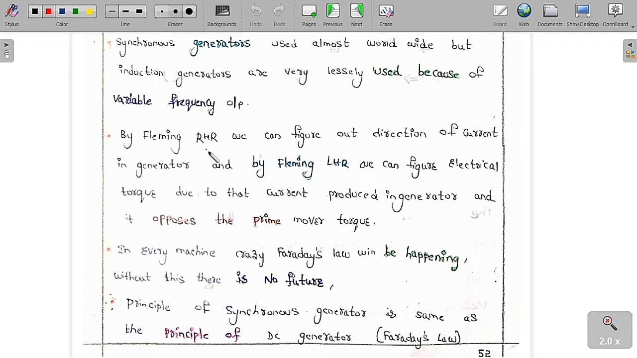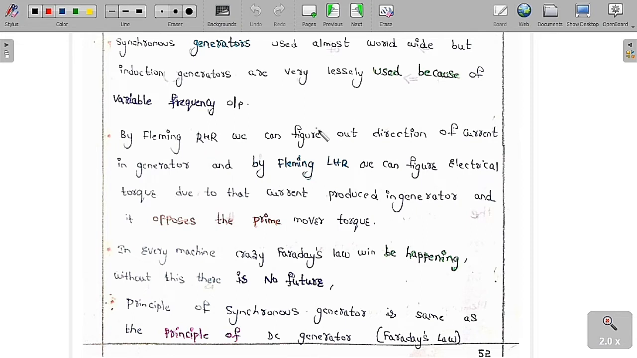Whatever the right hand thumb shows you, it is the mechanical torque, whereas the forefinger represents the flux and the middle finger represents the current. So the basic principle is FBI. In a generator, the torque we know and the flux we know, but the unknown quantity is the current direction. We can easily figure it out with the help of Fleming's right-hand rule. But you can even use Fleming's left-hand rule. The small correction is that by using the left-hand rule, whatever the thumb shows is the electrical torque direction. The electrical torque direction is always opposite to the mechanical torque direction. So you can use Fleming's left-hand rule also, but the thumb is always the electrical torque, which is always opposite to the mechanical torque.